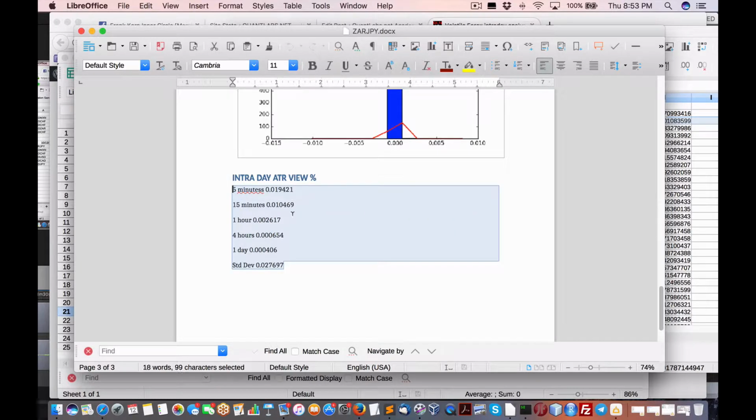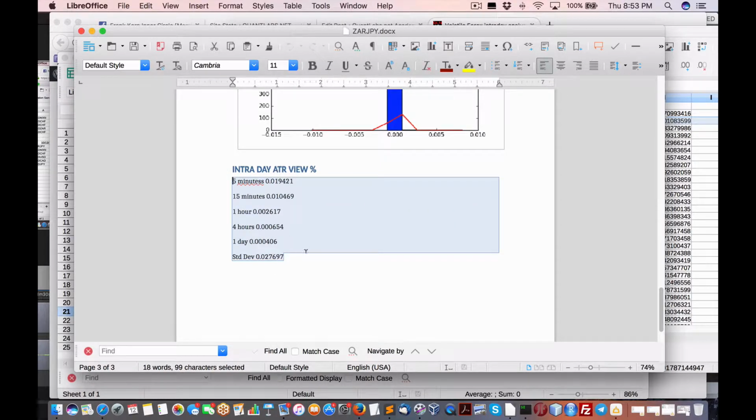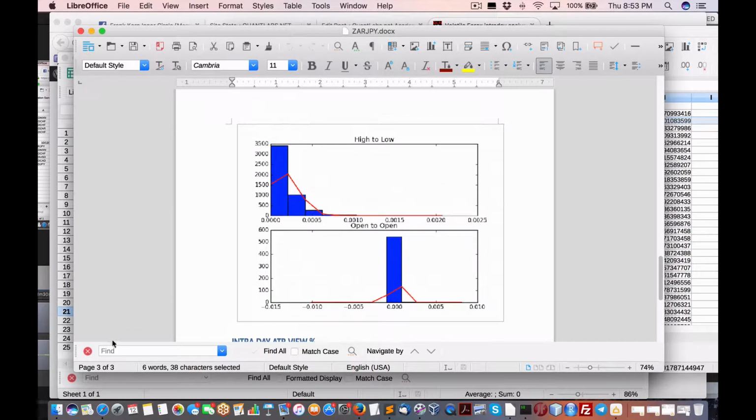And here's our intraday ATR view, which is really the volatility that we're after. You can see here it ranges, but the 1 day is a lot more volatile than intraday, but the intraday is a lot more stable, it seems. And as you scale up the frequency, at a lower frequency, you can see that it's not as volatile. Now this chart is the same as a PNG file.